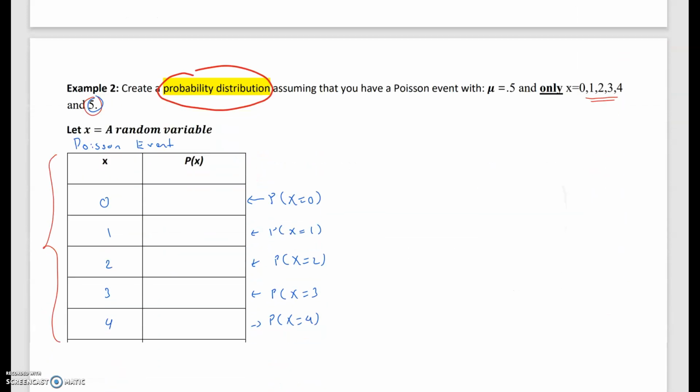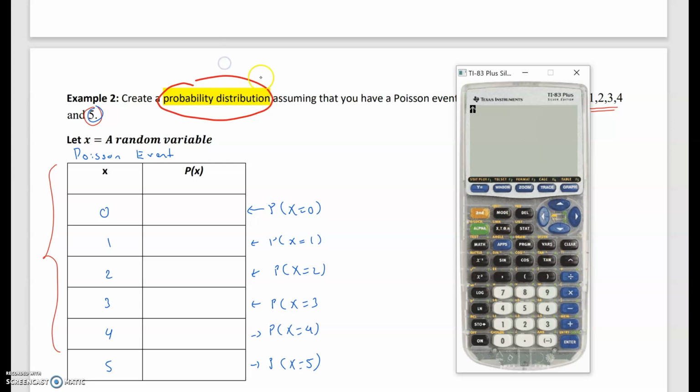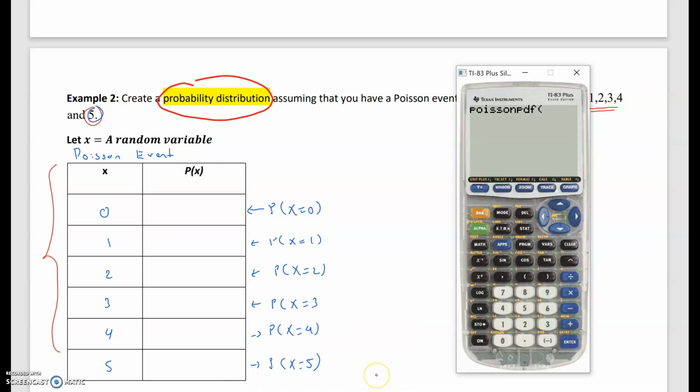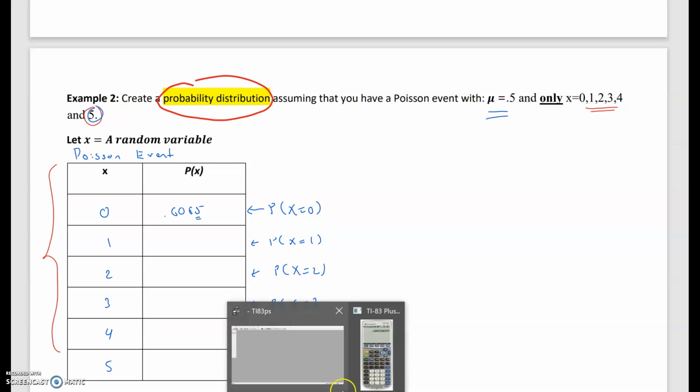So let me just run the first one. And in this case, we're just going to be doing the Poisson PDF. Now, the event is stating to use mu is equal to 5. So in this case, actually 0.5. So it's 0.5, comma, and then the first success is 0. So that's going to give us 0.6065, rounding to 4 decimal places.